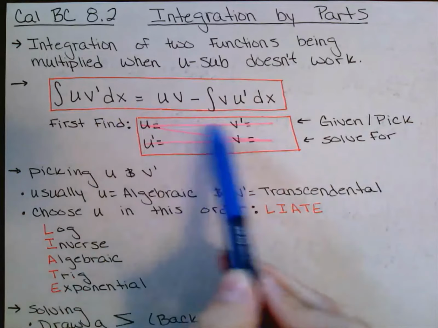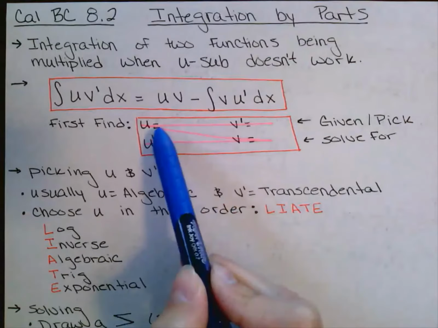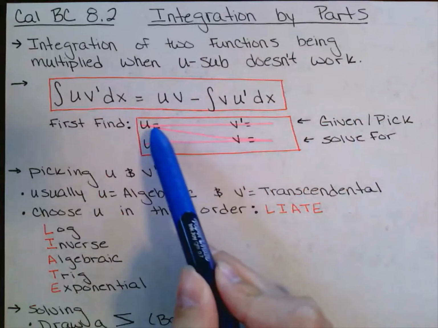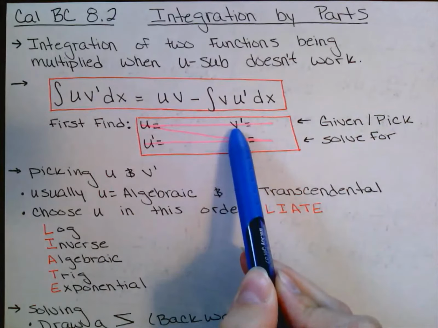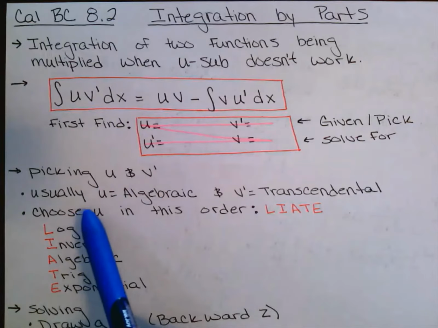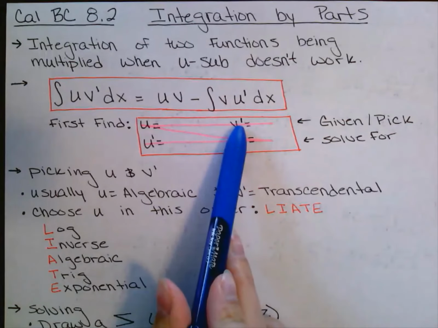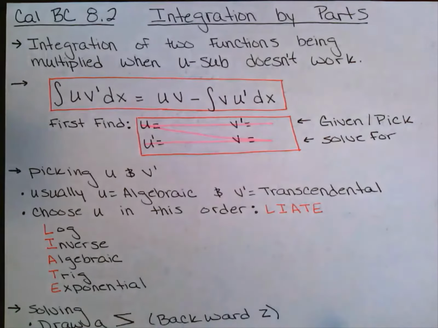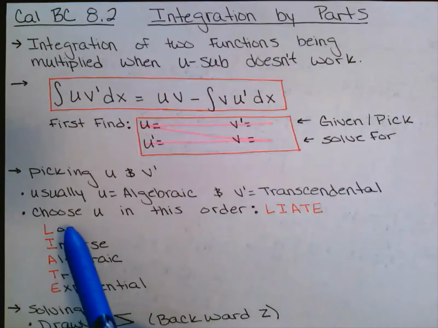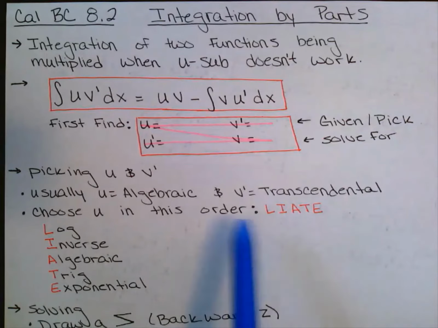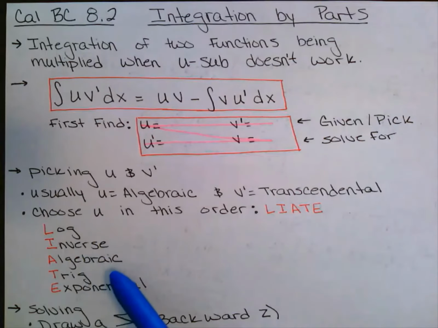First, we always have to fill out this chart. The u and the v prime are what's in the given, and you have to pick who is u and v prime. When picking u and v prime, usually u is the algebraic function, and v prime is the transcendental. If it gets more complicated than that, you're going to choose u according to the order of LIATE: logs, then inverses, then algebraic, then trig, and then exponentials.